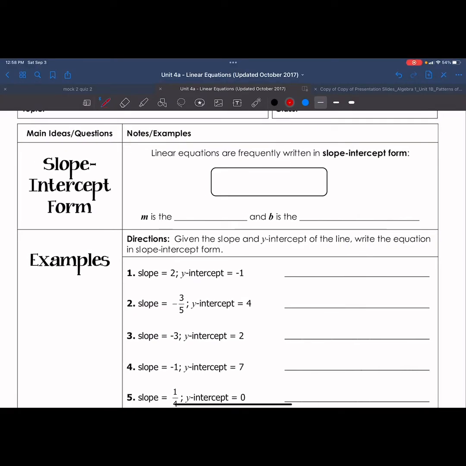Hello, everyone, and welcome to Notes on Slope Intercept Form. Let's dive right into it. I'm going to be using a lot of color to help you decipher different things.